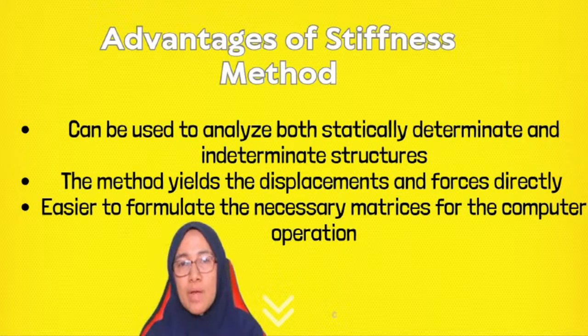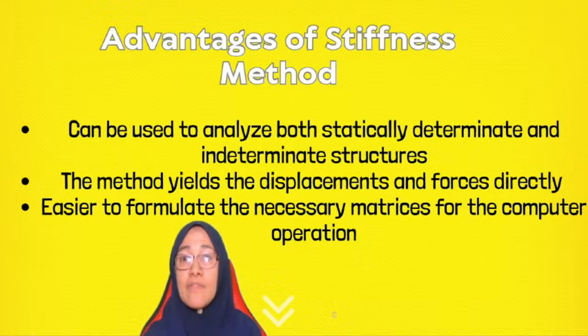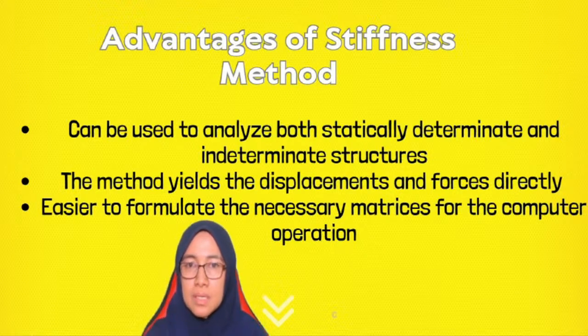Advantage number two, using the stiffness method we will yield the displacement and forces directly. By solving the stiffness equation, or force displacement equation, we solve displacement first, and displacement will occur in the unconstrained degree of freedom. After that, we will use the displacement to solve the reaction at the support as well as member forces in the truss. And the reaction at the support is actually located in the constrained system.